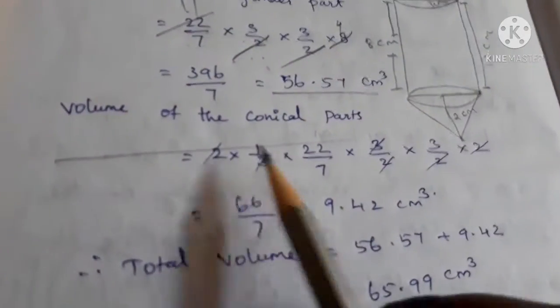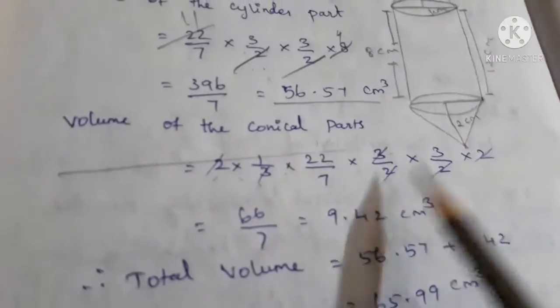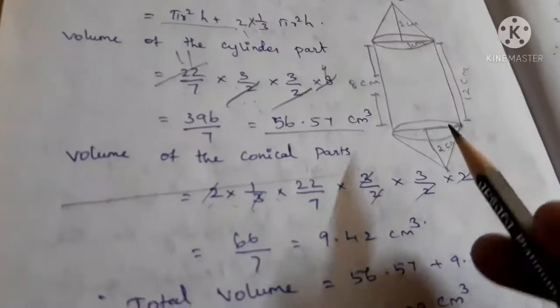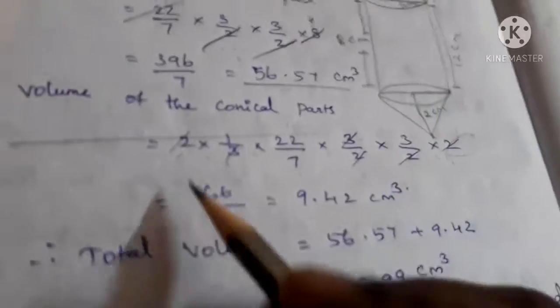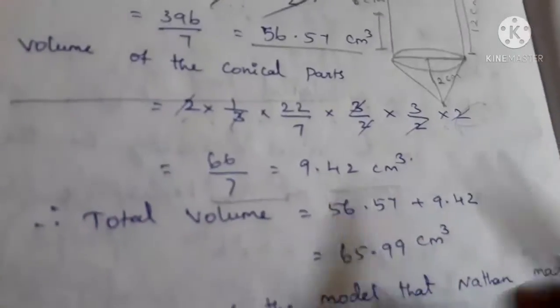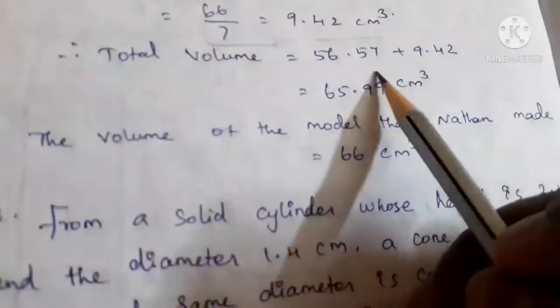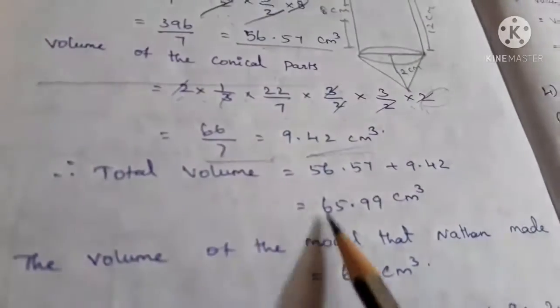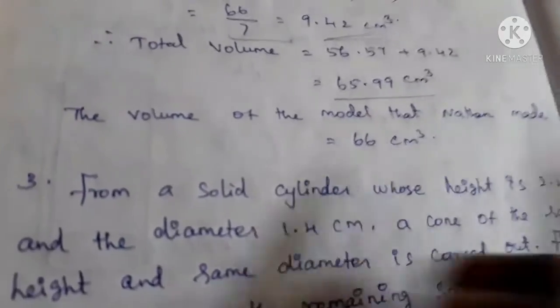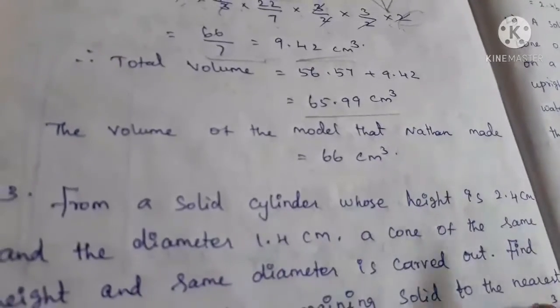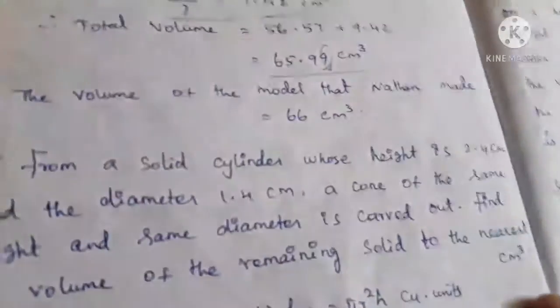Volume of the conical parts: 2 into 1 by 3 into 22 by 7 into 3 by 2 into 3 by 2 into 2. Here you should take the height of the cone, not the height of the cylinder or the total height. You should take only the cone's height, which is 2, given in the question. So when you cancel everything, you will get 66 by 7, which is 9.42 centimeter cube. Therefore the total volume is what? Adding these two, 56.57 plus 9.42, you will get 65.99 centimeter cube. The volume of the model that Nathan has made is approximately 66 centimeter cube, because it is just 0.01 away, so you can bring it to 66.